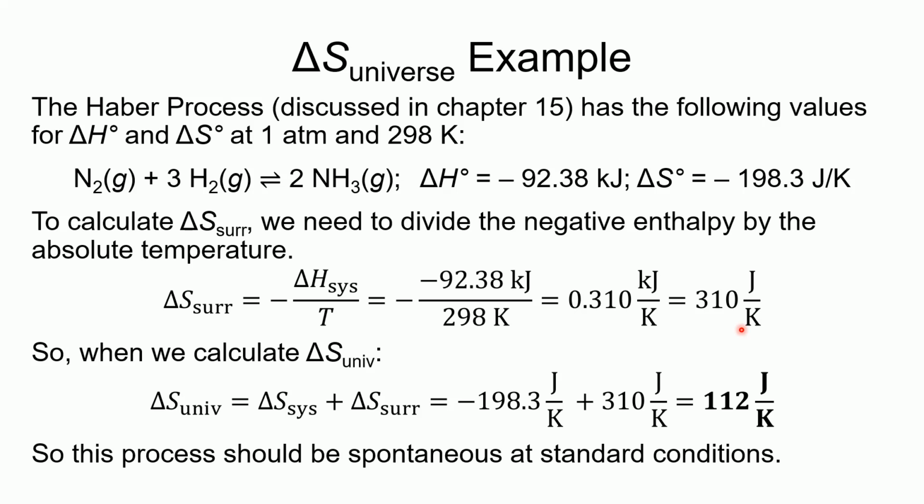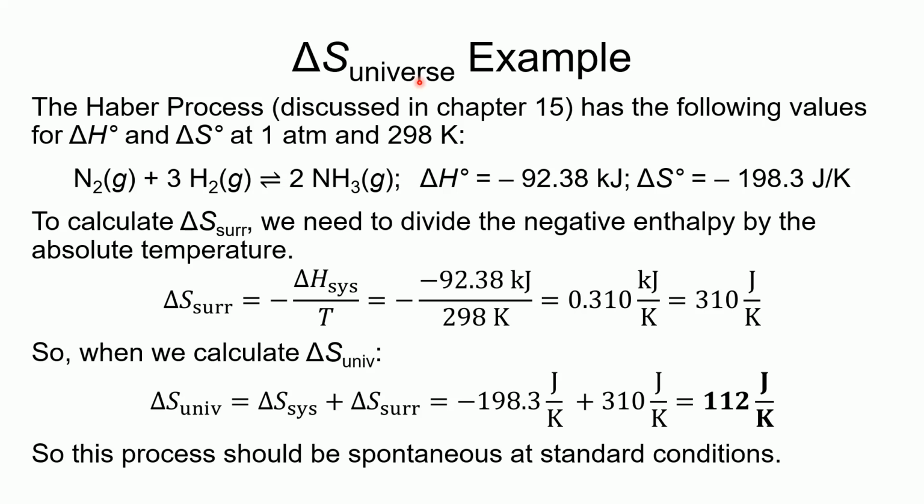Just because it's spontaneous at standard conditions doesn't mean that it actually happens. The fact of the matter is, if you take nitrogen and hydrogen and ammonia, it will not reach equilibrium regardless of what you do. It will not reach equilibrium at 298 Kelvin. The activation energy is just way too large.